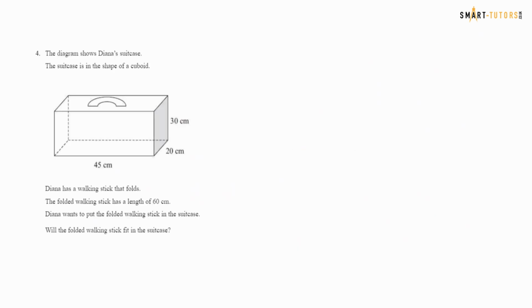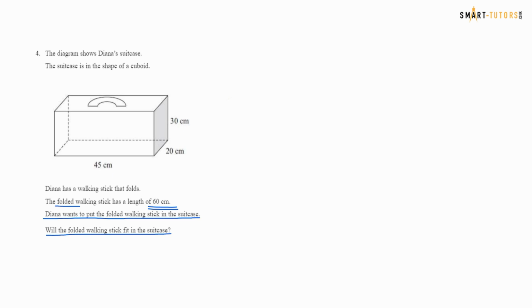Question number 4. The diagram shows Diana's suitcase. The suitcase is in the shape of a cuboid. Diana has a walking stick that folds. The folded walking stick has a length of 60 centimeters. So she's trying to put the folded walking stick, 60 centimeter, inside the suitcase. Will the folded walking stick fit in the suitcase?